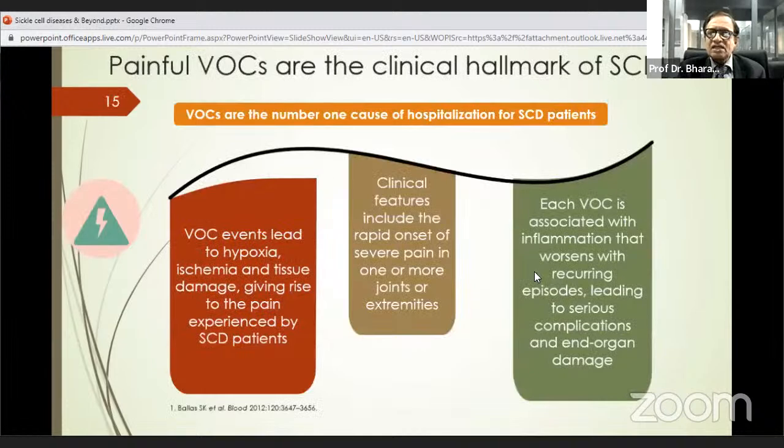So painful VOC is the clinical hallmark of sickle cell disease, and VOC is the number one cause of hospitalization for sickle cell patients. VOC events lead to hypoxia, ischemia, and tissue damage, giving rise to the pain experienced by sickle cell disease patients. Clinical features include rapid onset of severe pain in one or more joints or extremities, and each VOC is associated with inflammation and worsens with recurring episodes, leading to serious complications and end organ damage.